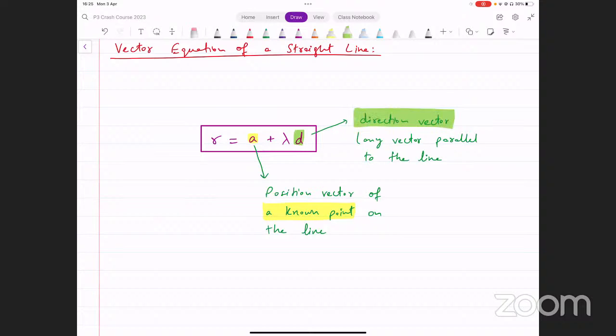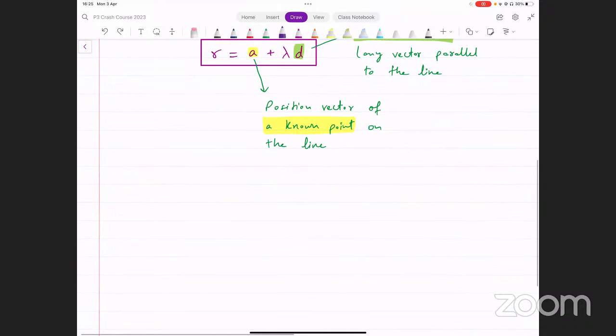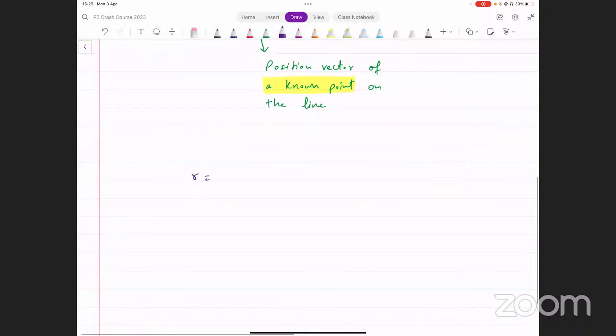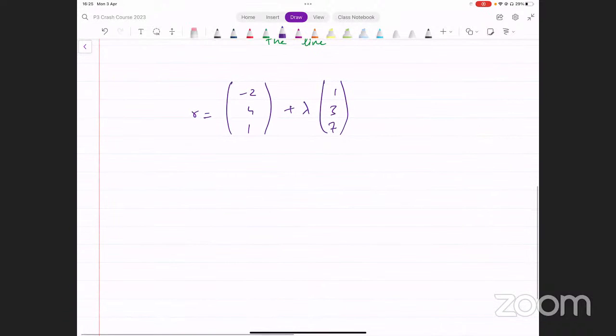Okay. A and D, I'll come to what these things mean, R and lambda. But let me write down an example equation first of all. So for instance, you could have an equation that looks like this: R equals (-2, 4, 1) plus lambda times (1, 3, 7). This is one possible equation of a straight line.